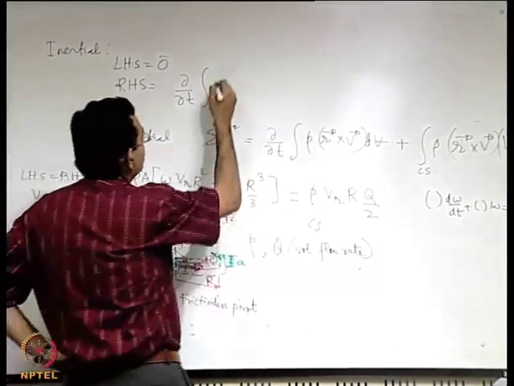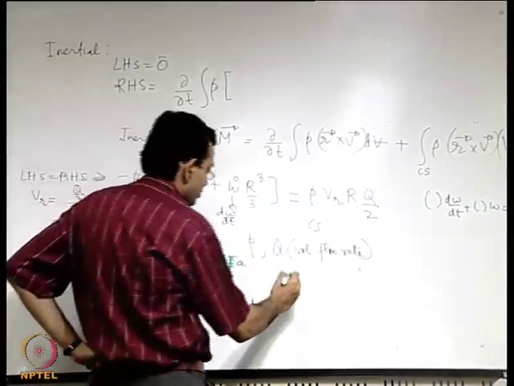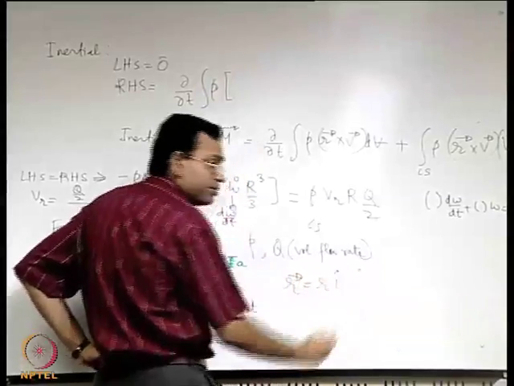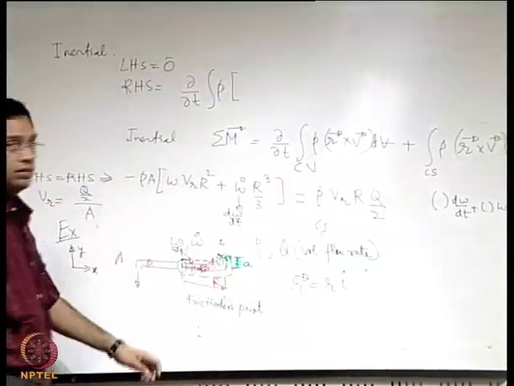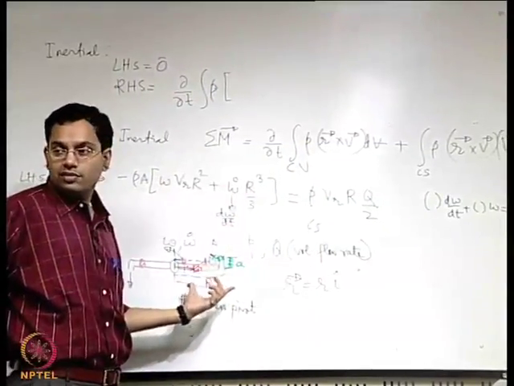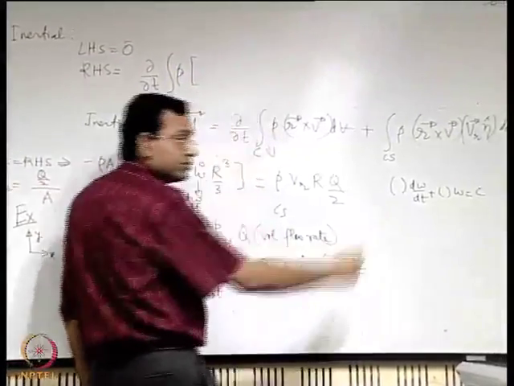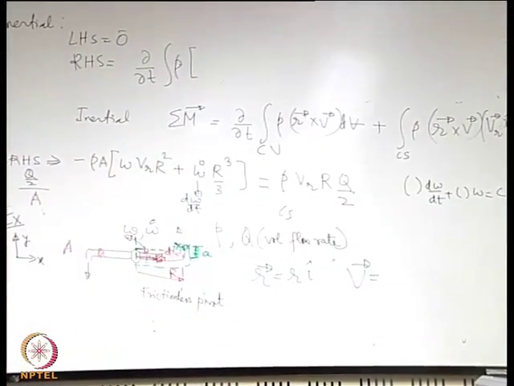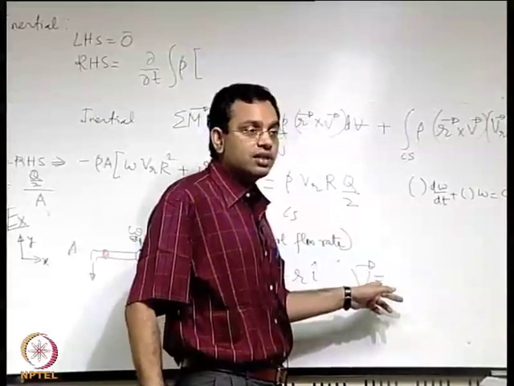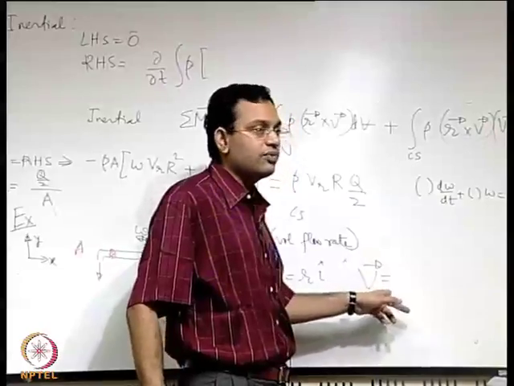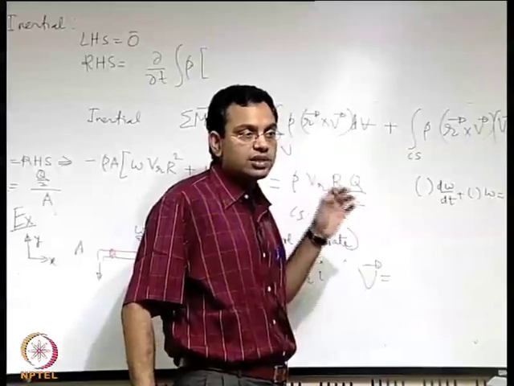So when you write it, then let us write R. Again, R you write as R i cap, because the volume which is involved for the control volume integral, this is the control volume integral, their major part is the horizontal part. Then what is this V? This is velocity of the solid plus velocity of the fluid relative to the solid. So what is the velocity of the solid at the coincident point at a radial location r? It is omega cross r.